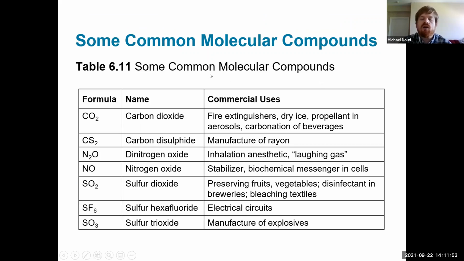Okay. So what are the molecular compounds that we know about? Well, CO2 is a very important one, obviously. It's carbon dioxide. That's what's responsible for carbonation in your beverages. It's what makes up dry ice and a lot of different fire extinguishers. Carbon disulfide is a solvent that can be used for a lot of different things, including the manufacture of various polymers like rayon. N2O is dinitrogen monoxide, and that's an anesthetic or laughing gas. NO is a stabilizer and a biochemical messenger in cells. SO2, sulfur dioxide, is used for preserving fruits, et cetera.